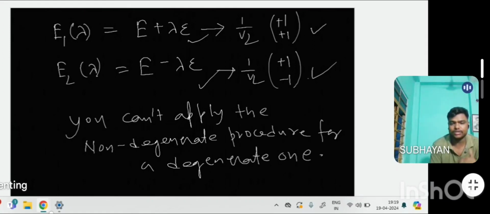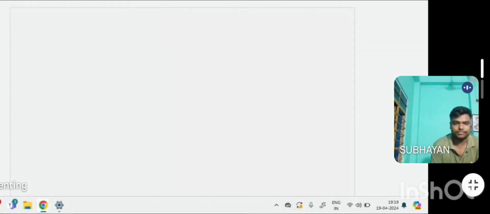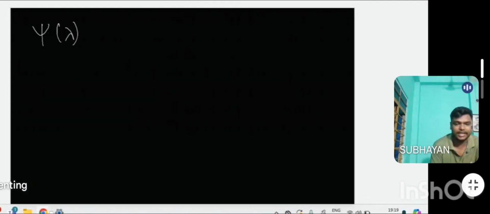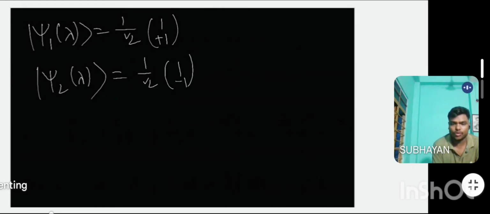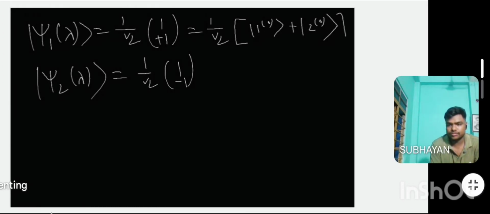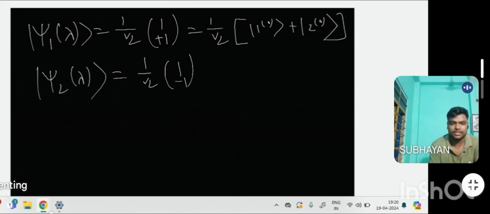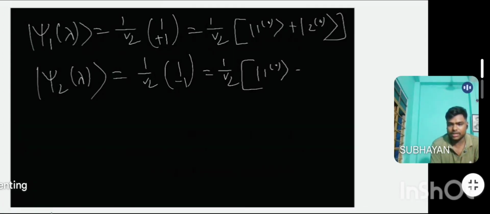And how can you develop that? There is a hint here. There is a hint from this example. Suppose this is psi lambda. So psi 1 lambda is 1 by root 2 of (1, 1), and psi 2 lambda is 1 by root 2 of (1, minus 1). And you can write this one as 1 by root 2 of 1 naught plus 2 naught. Okay, 1 naught means column matrix (1, 0), 2 naught is column matrix (0, 1). And if you add them, we find it that way. And similarly, this is 1 naught minus 2 naught.